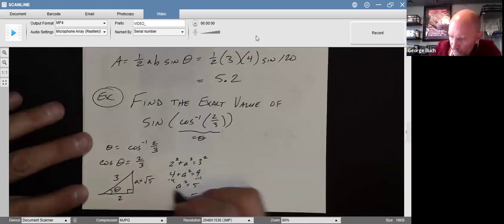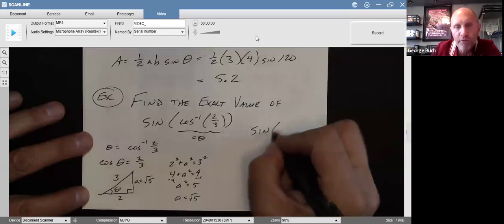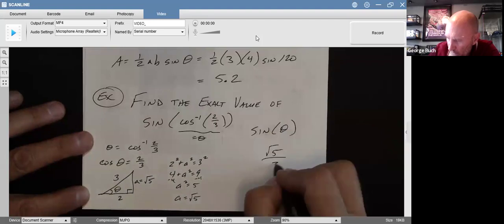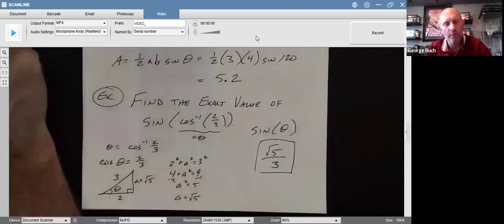So now rewrite the original. So I have sine of theta. That's what I'm trying to figure out here. Go to my triangle. Well, sine of theta is opposite over hypotenuse. So root 5 over 3. So that would be your answer for that one.